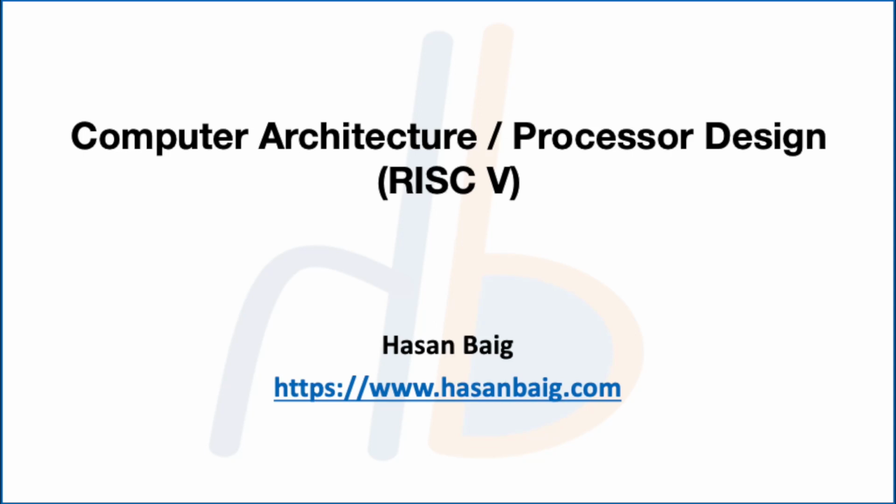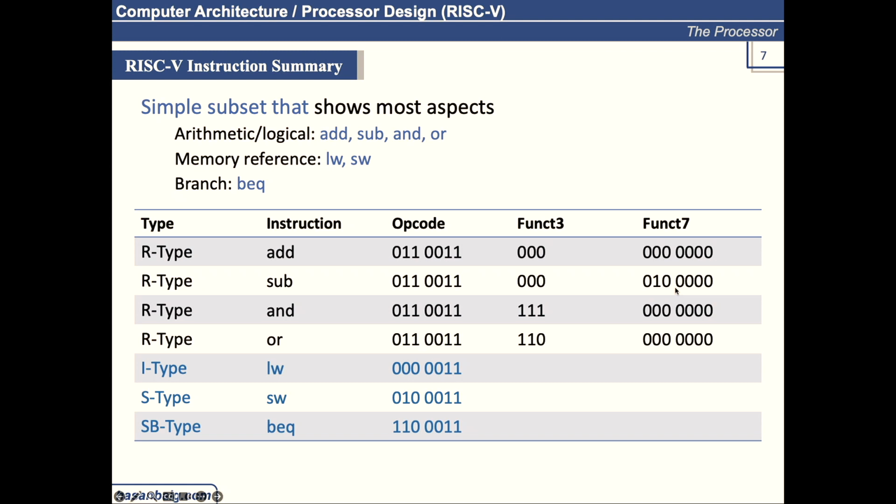So we can actually design the processor and run this simple subset of the instruction set architecture that shows most aspects. We will be running R-type instructions, including add, sub, and or. Similarly, memory reference instructions and branch instructions, where we will only be focusing on branch equal, for the architecture that we are going to study.